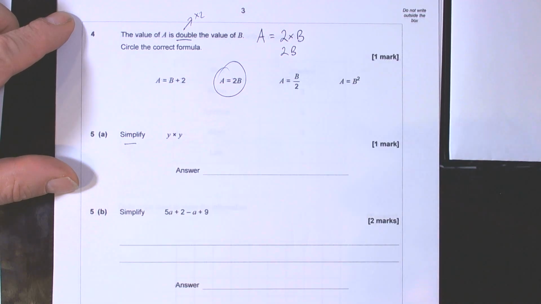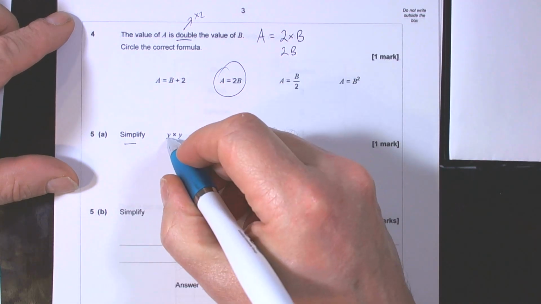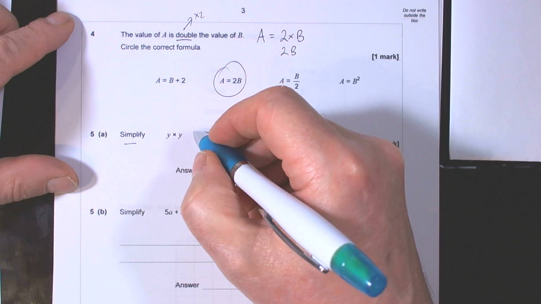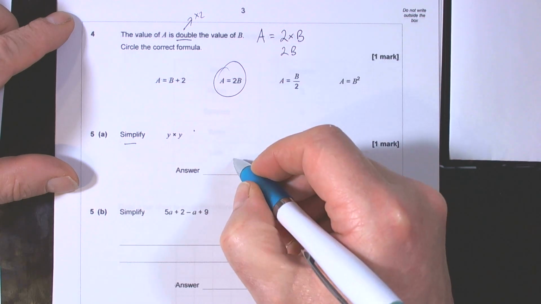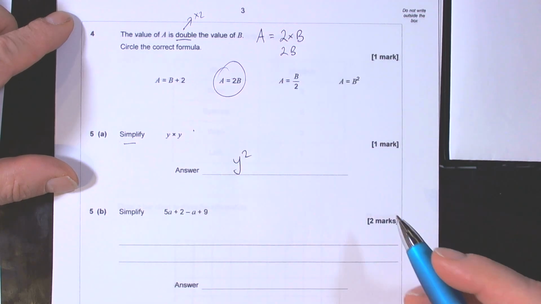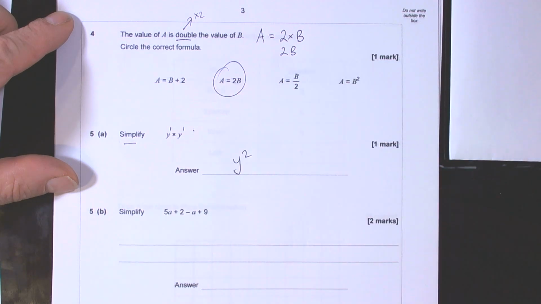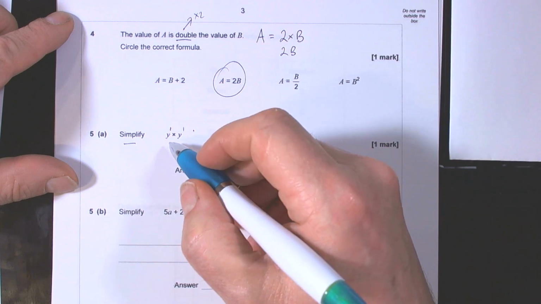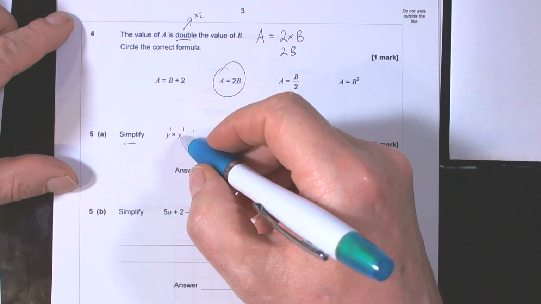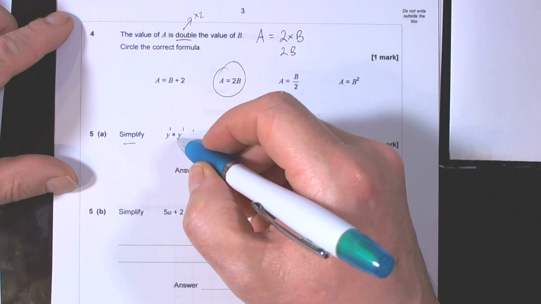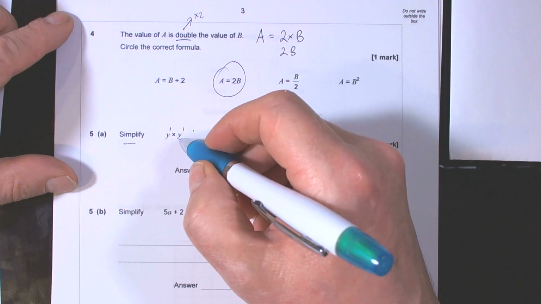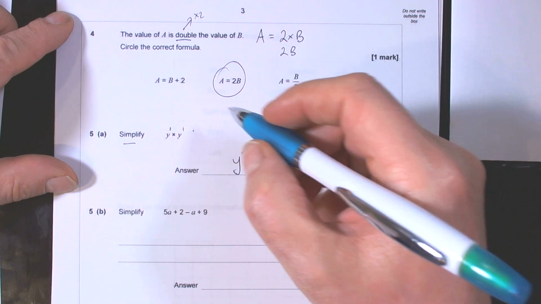Simplify, so in other words, write less. y times y: well, when you times something by itself it's the same as squaring, so this will be y squared. The other way of thinking about this is both of these have power 1. Any letter or number on its own is always power 1, and when you're timesing the same bases, whether y's or x's or the same base numbers, then the powers get added, and 1 plus 1 is 2.